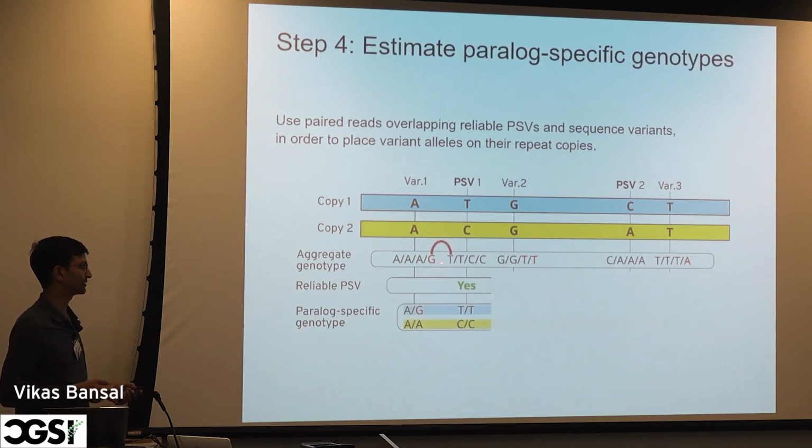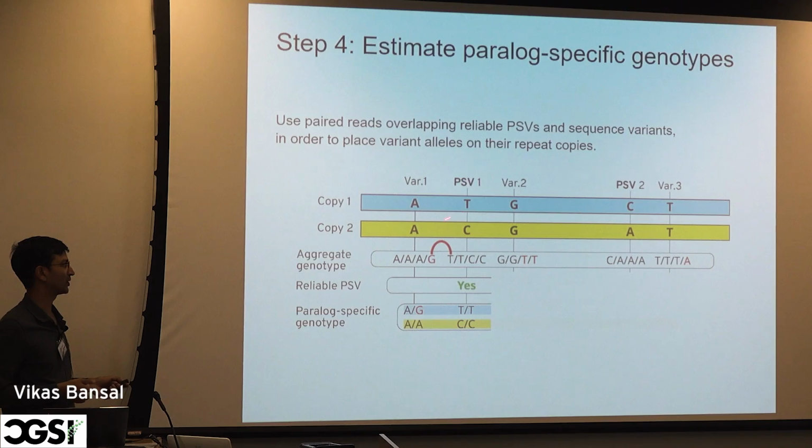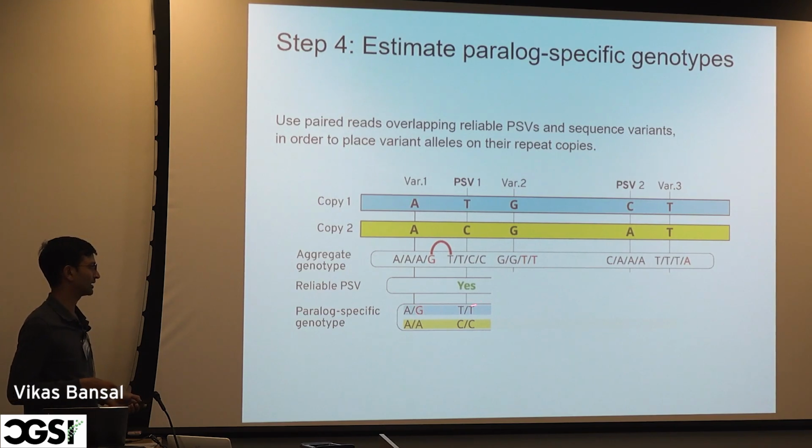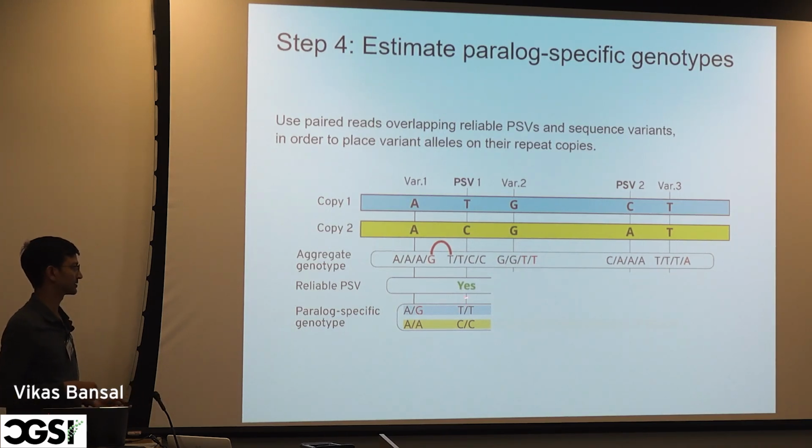So let's say we have a read that has a paired end read that overlaps the variant and this reliable PSV. So this paired end read has a G allele for the variant and a T allele for the PSV. So what that means is that the G allele must be present on copy 1, right? Because only if a G allele is present in copy 1 can you see a read with G and T together. So kind of like phasing, but slightly different. And if we have multiple reads, we can combine the evidence from that, and basically that resolves this aggregate genotype into this parallel specific genotype.